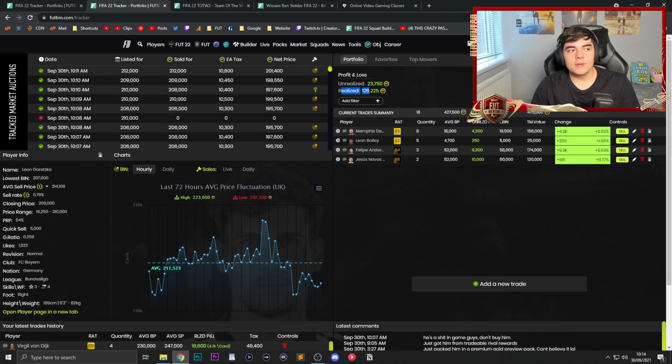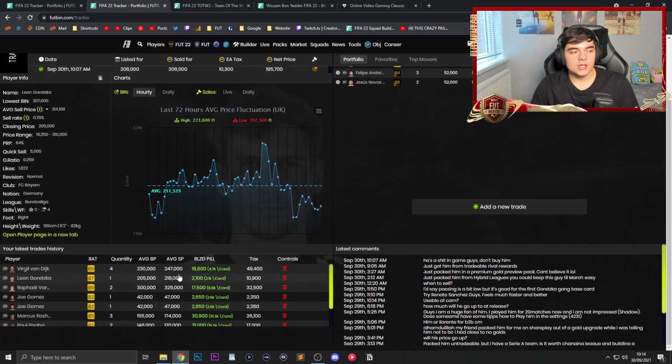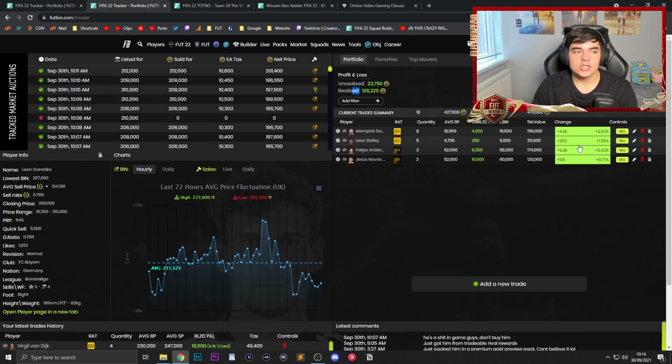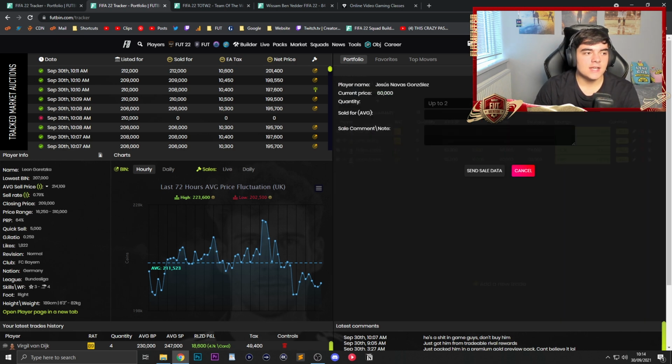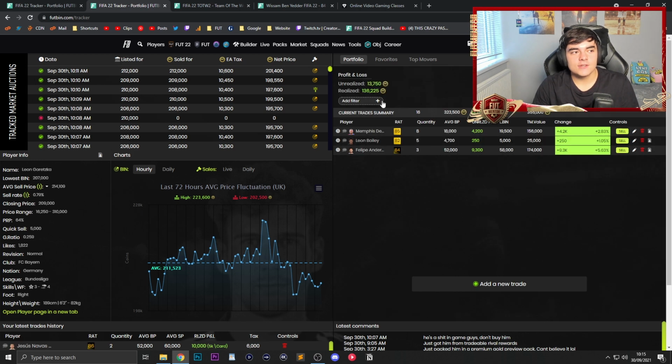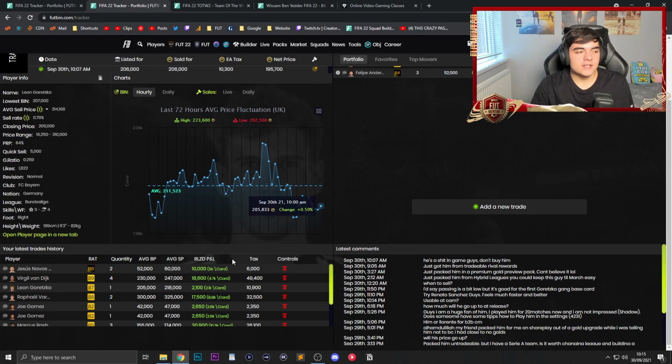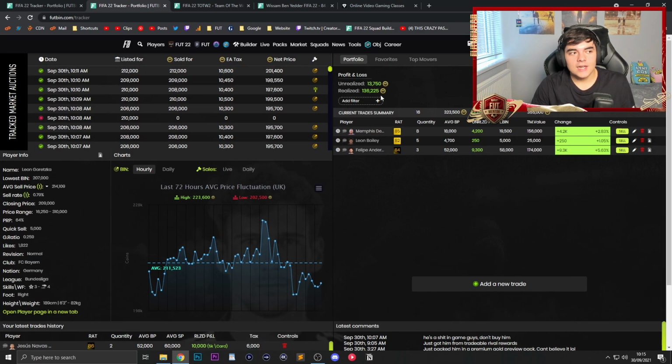What realized profit means, realized profit is all of the past cards. So once I sell this, I can actually put in a sell as well, just to show you guys how it works. If I sell both of these Jesus Navas, let's say at 60,000 coins, it doesn't have to be for the price that he's currently at. But if I sell him at 60,000 coins, that is now going to change to realized profit. I think you guys will understand how that works, because unrealized is basically you just haven't sold it yet. You don't have those profits, but once you sell them, then it does become realized profits.